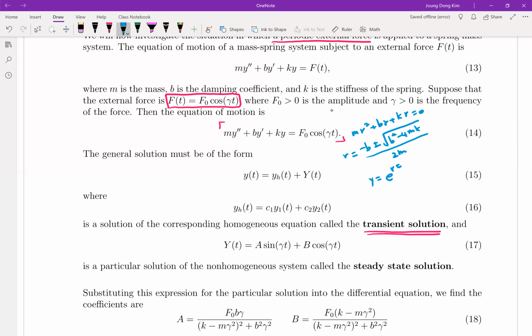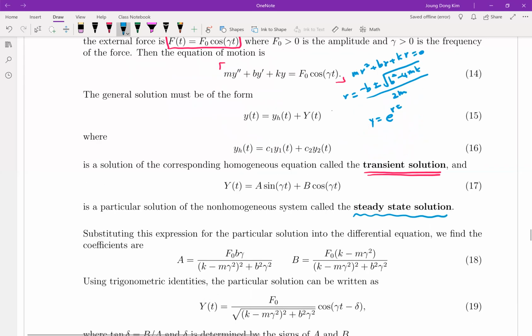As we talked about this particular solution in section 3.5, since your right-hand side is a cosine function, your particular solution must be a combination of sine and cosine functions, which we can write as a sine gamma t plus b cosine gamma t. We normally use cosine first, but it doesn't matter. We can say that is the steady state solution, which means when t is increasing, this part will survive. So let's talk about the detail of this. Do you remember?